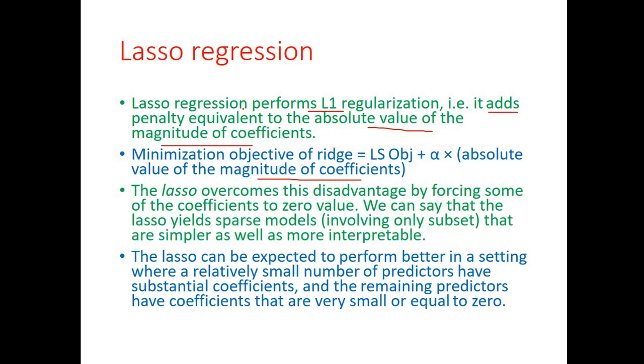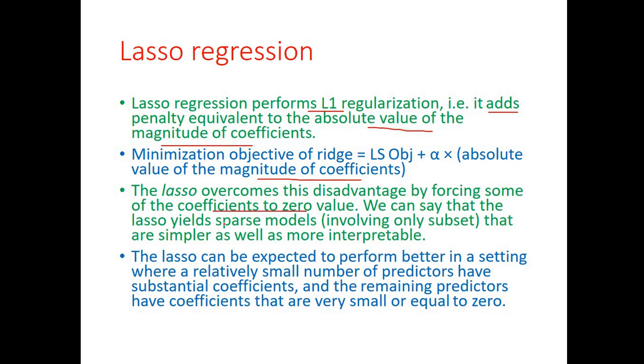Lasso regression. Lasso regression performs L1 regularization by adding a penalty equivalent to the absolute value of the magnitude of the coefficients. So the minimization objective of lasso will be equal to the least square objective, that is before regularization, plus alpha into the absolute value of the magnitude of the coefficients. Lasso regression overcomes the disadvantage of ridge regression by forcing some of the coefficients to 0.